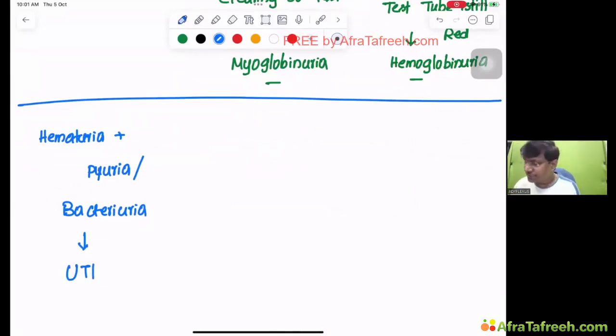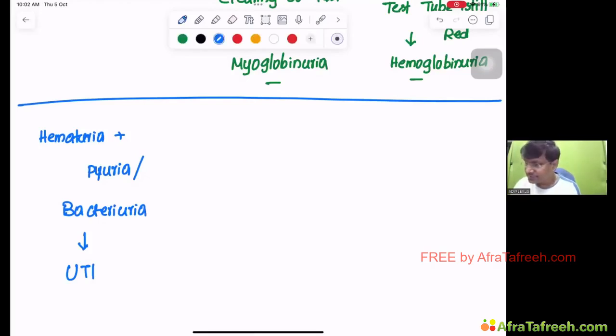Suppose you take another scenario. I'm giving you the crux of the question. He will give you a big clinical scenario like fever is there, and so on and so forth. But on urine examination, there is hematuria and pyuria. Think of urinary tract infection.